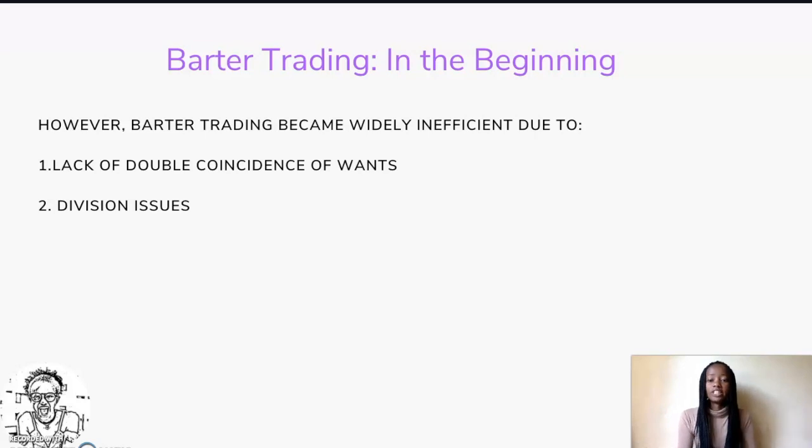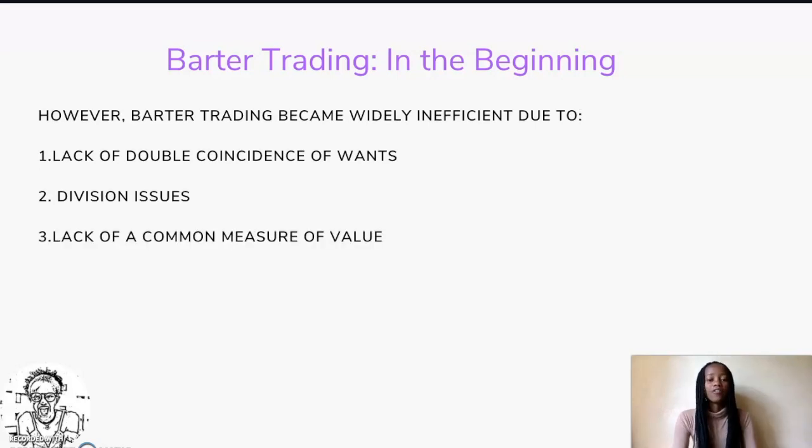The second problem was division issues, and this usually happened when one of the traders had huge items to trade with. An example is Trader Joe has his huge cow that he wants to trade for apples, bananas, and blueberries. Trader Mary only has one of those things. She has apples. And so what happened was that they couldn't trade because Trader Joe would not be able to just cut off a piece of his cow to get the apples. He wanted everything for his cow. So that made trading very difficult because dividing items like animals or big items for smaller items became very difficult.